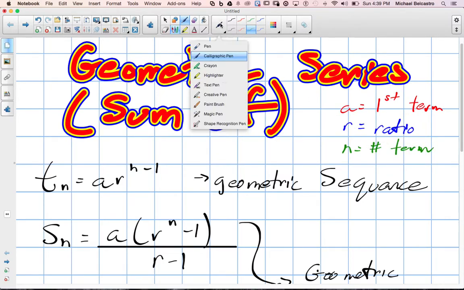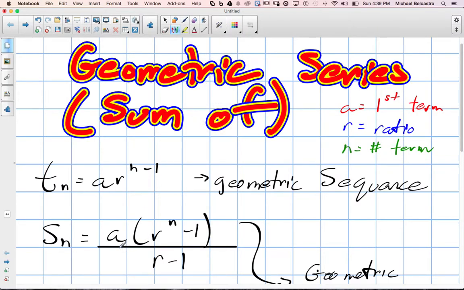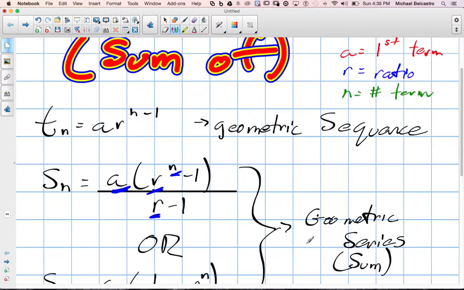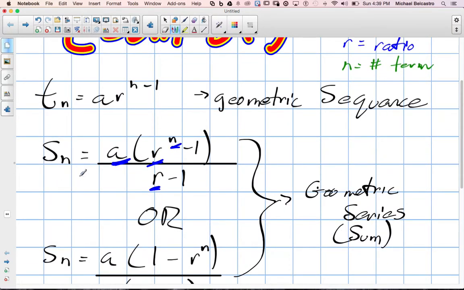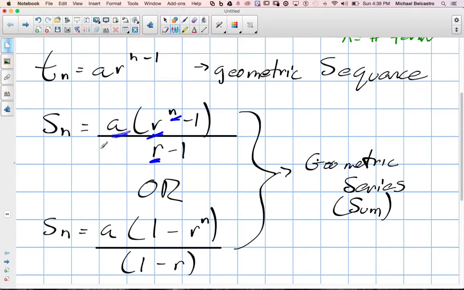Okay. So with that being said, that helps us. All we need is an A, an R, and an N for our geometric series. So these are two formulas. They are the exact same, just one has been factored differently than the other. They give you the exact same thing. So really, just memorize one. It doesn't make any difference at all.